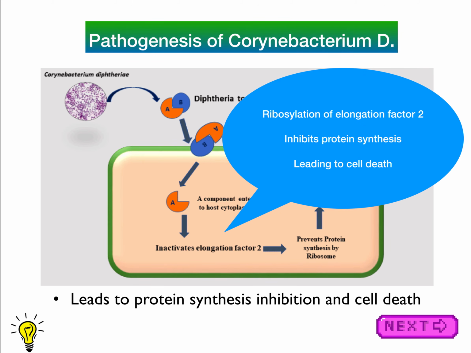So here's where our keywords are coming into play yet again. Ribosylation of the elongation factor 2 will then inhibit protein synthesis, okay? You don't really need to know how, but let's say ribosylation or ADP ribosylation of the elongation factor will then inhibit protein synthesis, leading to cell death.